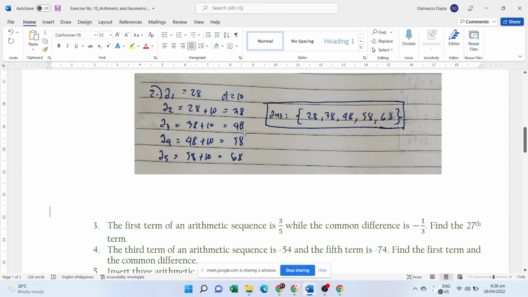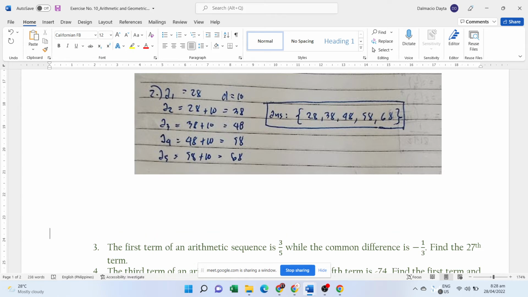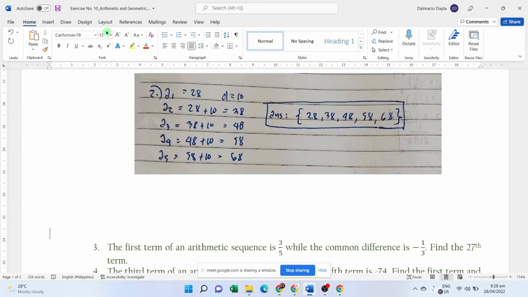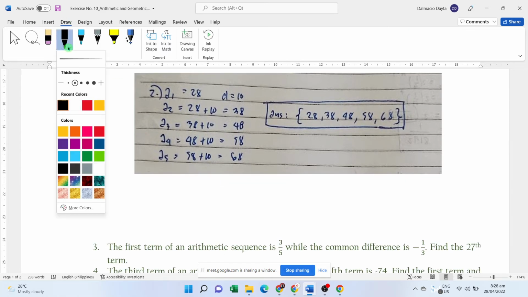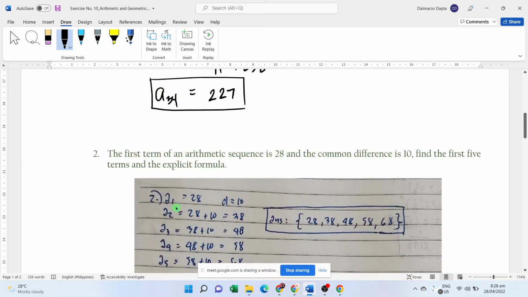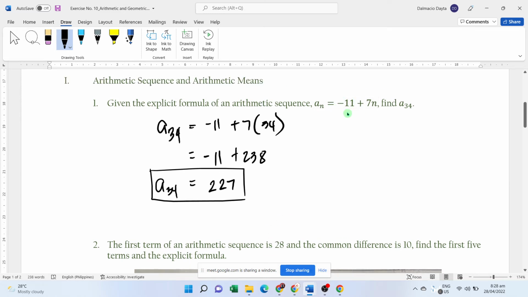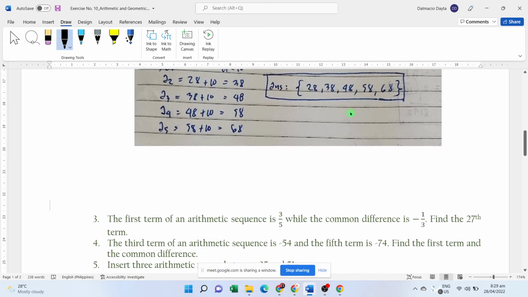But there must be a formula. What if we're looking for a sub 20, a sub 35, no? This is correct, no? This is part of the answer. To the second part, the explicit formula. So how do we write the explicit formula? That is given in question number 1. That is the explicit formula. Asan na yan? A sub n equals negative 11 plus 7n. How do we get that?